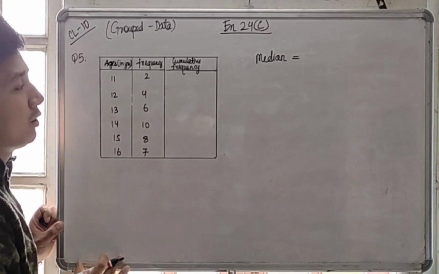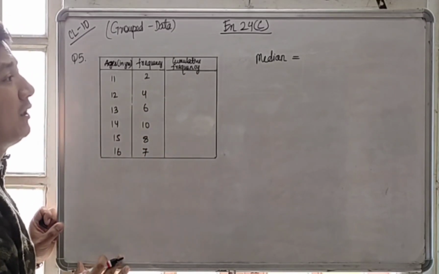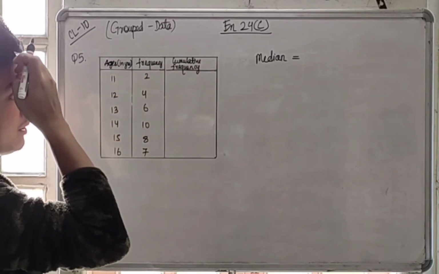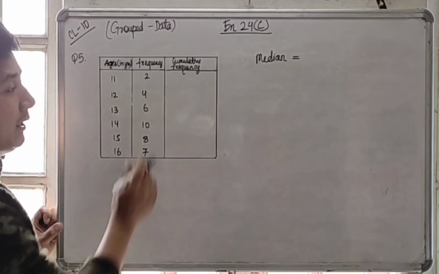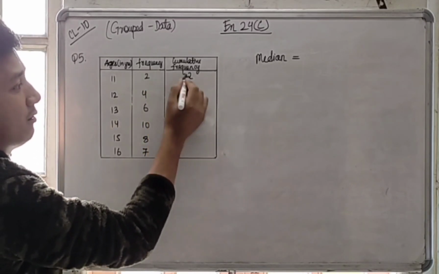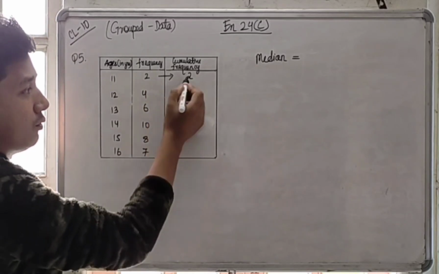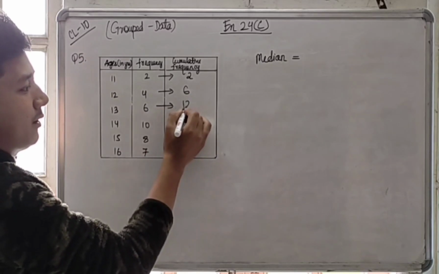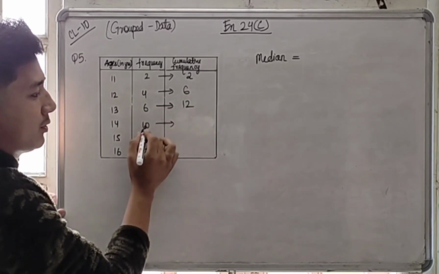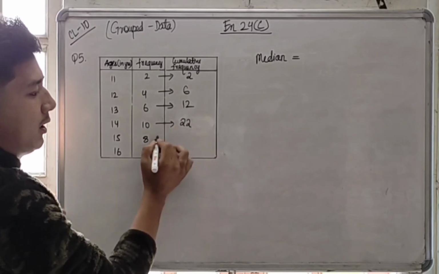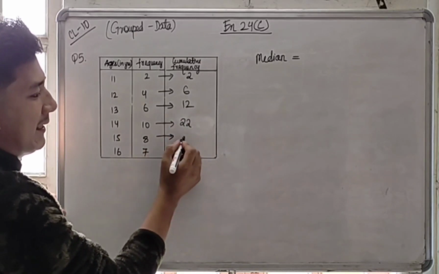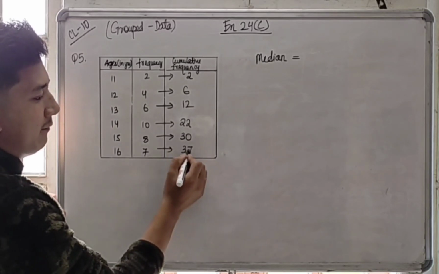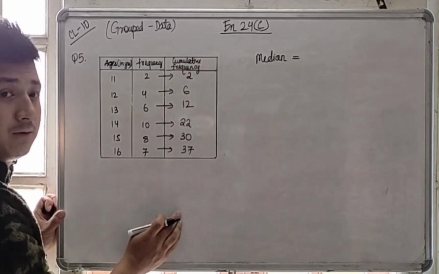Now the cumulative frequency. Why do we need it? Because we need to find the median, and here we don't have the number of observations directly. Cumulative frequency means just keep on adding. The first one remains the same, 2. The second is 2 plus 4, that is 6. The third is 6 plus 6, that is 12. The fourth is 12 plus 10, that is 22. The fifth is 22 plus 8, that is 30, and the last one is 30 plus 7, which is 37. Am I clear with this? Cumulative frequency means to add the frequencies.